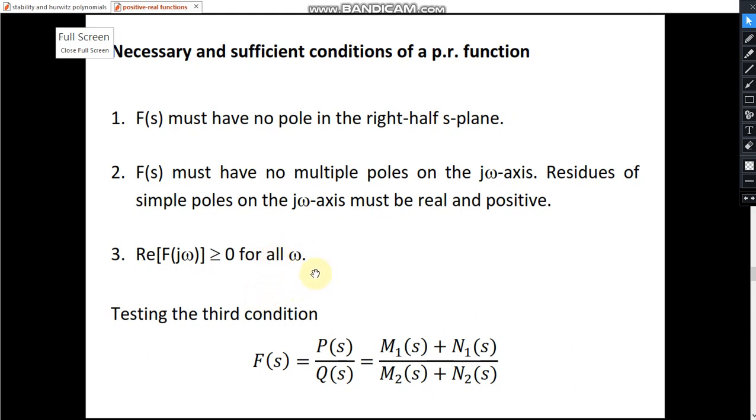Okay. So these three conditions must be satisfied. All of them must be satisfied. Even if a single condition is not satisfied, then we will consider that the given function is not a positive real function. So we have to test each and every one of them.